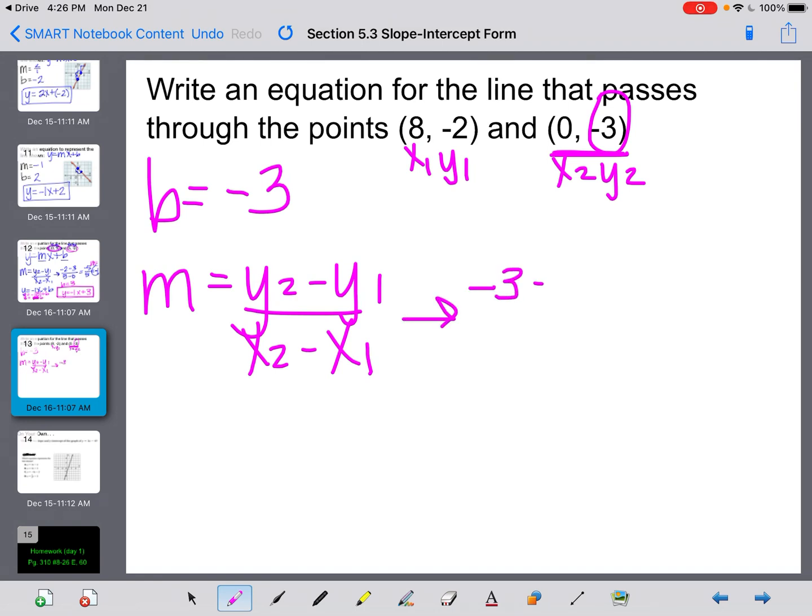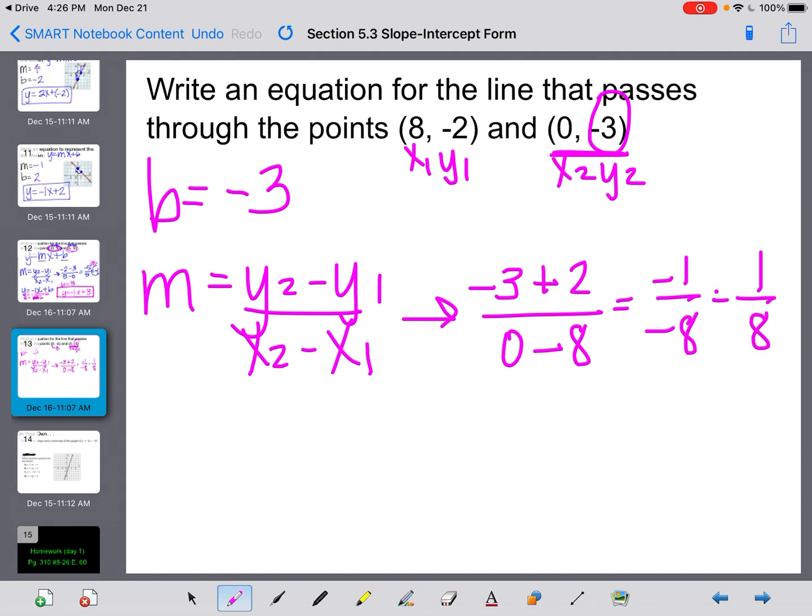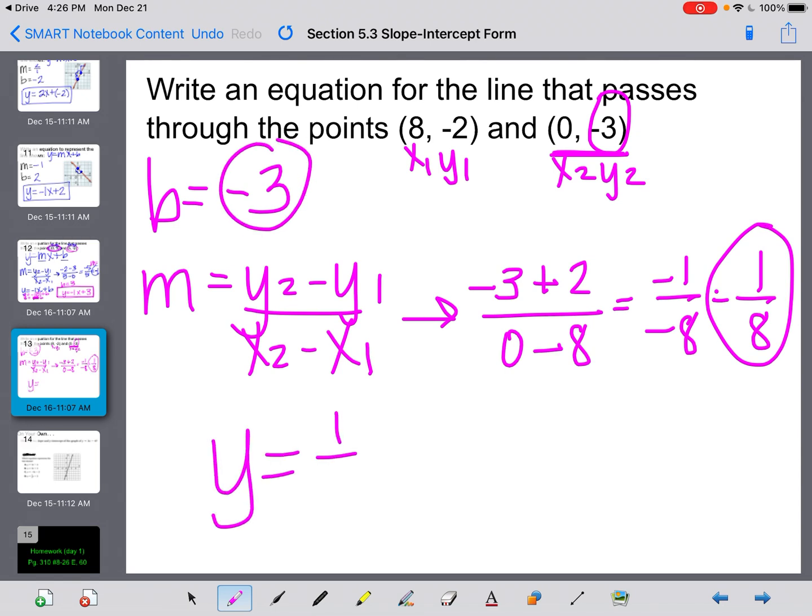So I have negative 3 minus negative 2 over 0 minus 8. That gives me negative 1 over negative 8, which is a positive 1 over 8, because negative divided by negative is positive. Okay, so now I should be able to write my equation. y equals 1/8 x minus 3.